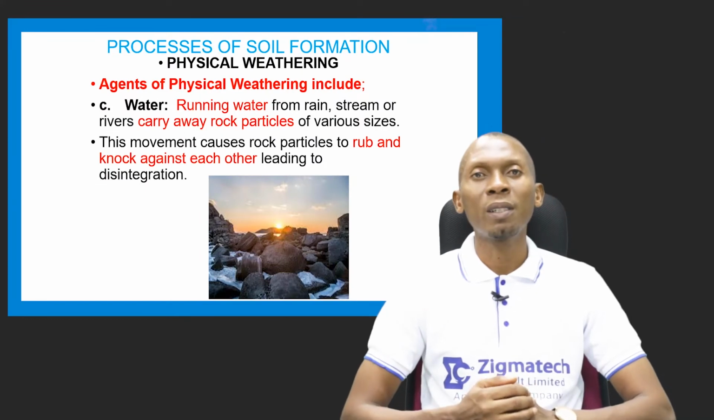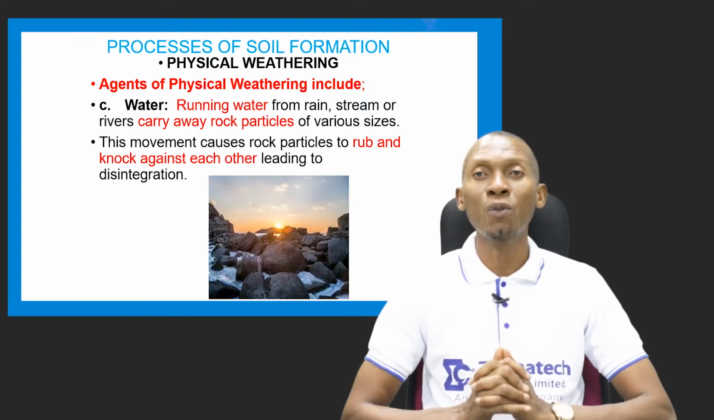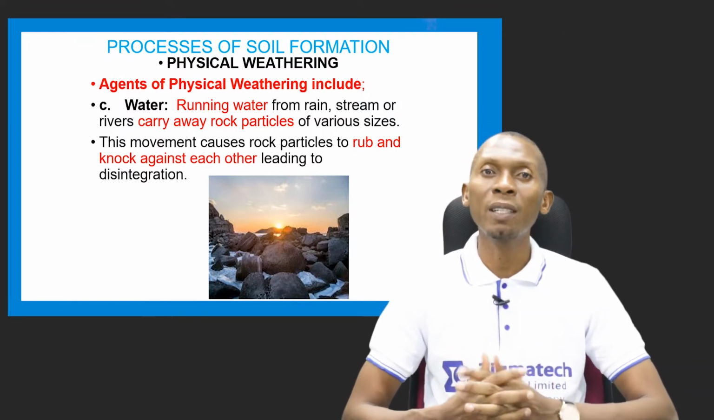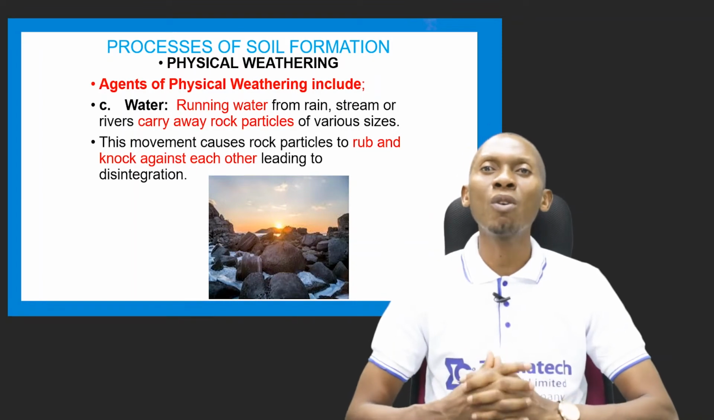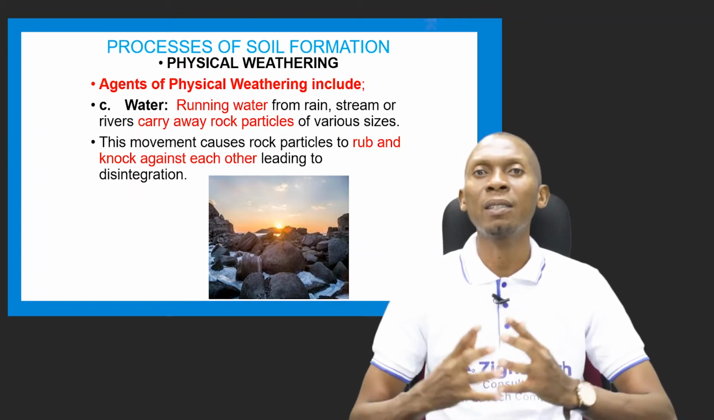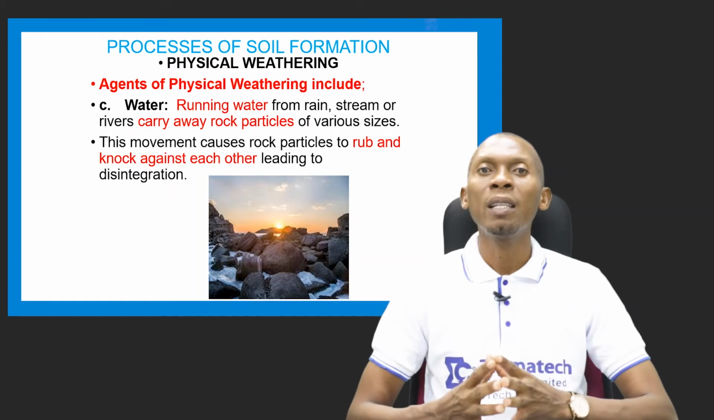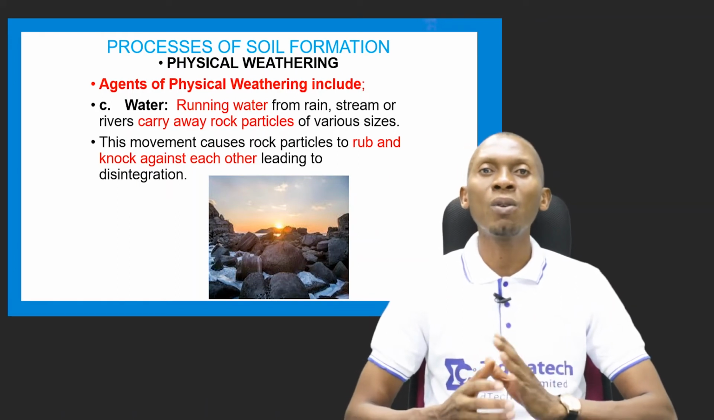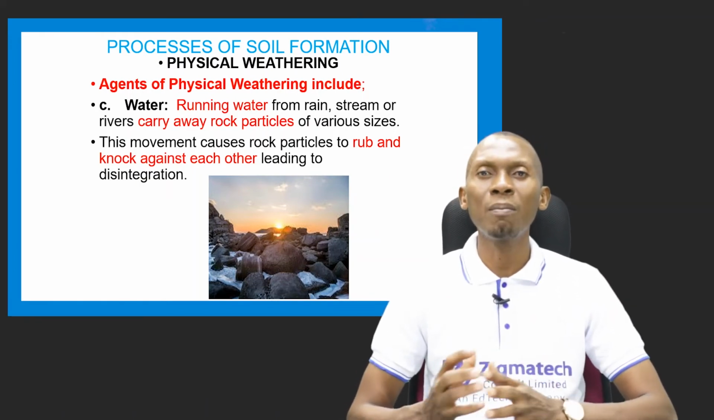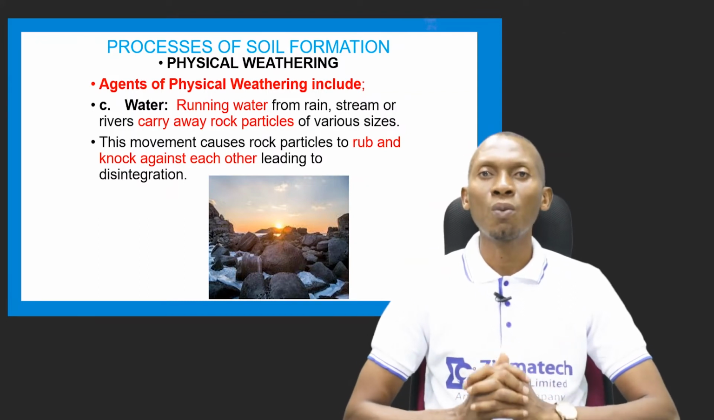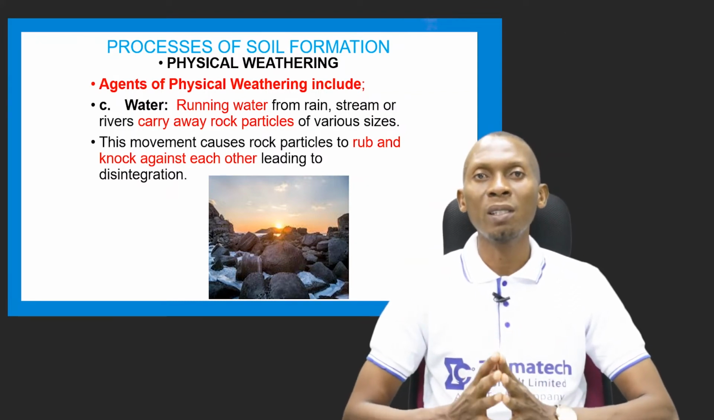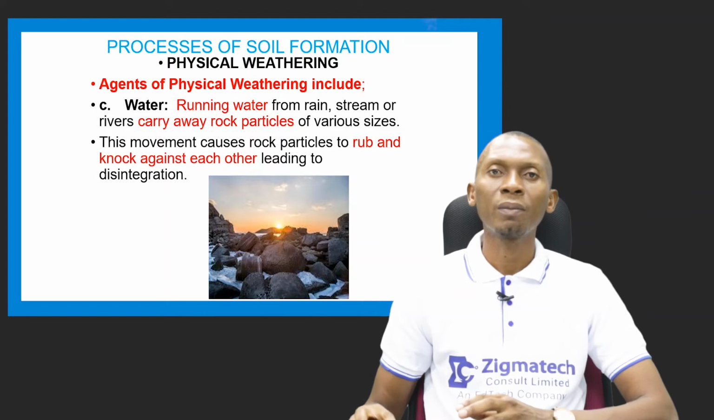We have water as another agent of physical weathering. Now here we're referring to running water from rain or streams or rivers, which can carry away rock particles of various sizes, and as these rock particles are moving, they begin to rub and knock against each other, and that impact will now cause the rocks to break or disintegrate to form soil.